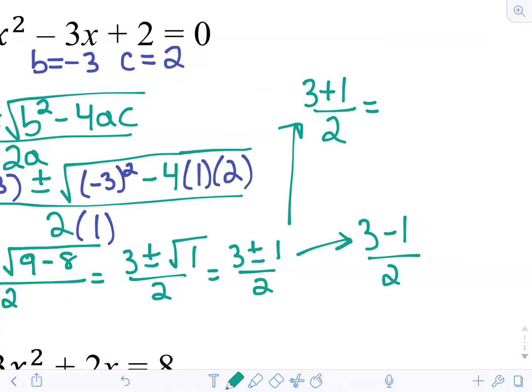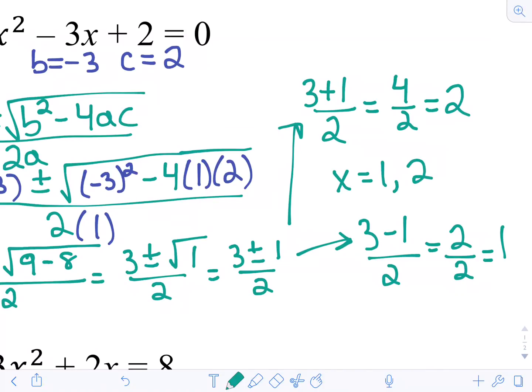So for this first part, 3 plus 1 is 4, divided by 2, so that's 2. Second one, 3 minus 1 is 2, so 2 divided by 2 is just 1. So my answer I'll put here, x is equal to 1, comma 2. So those are both my answers.